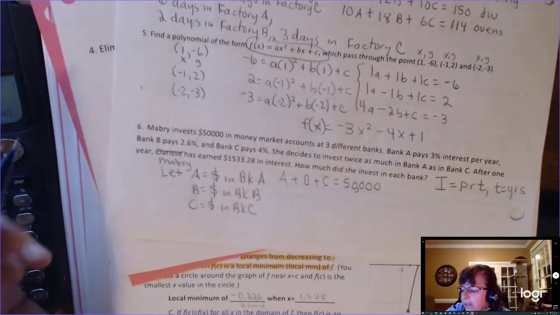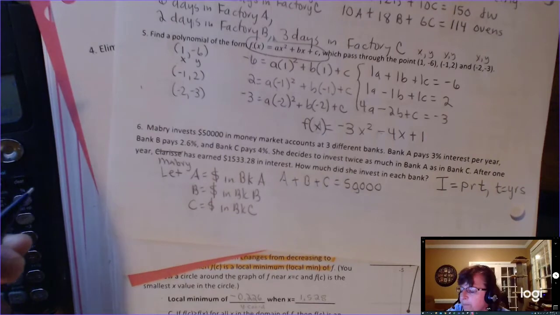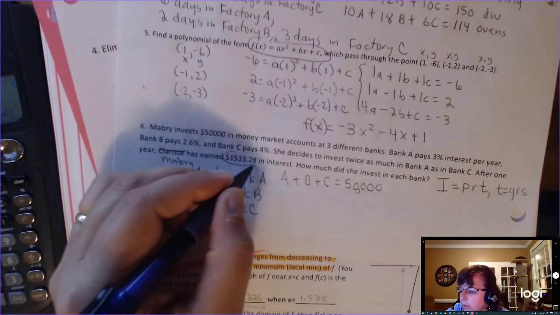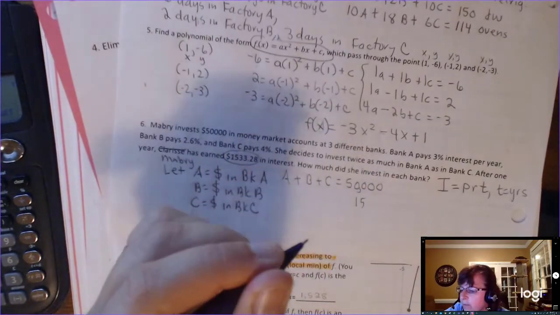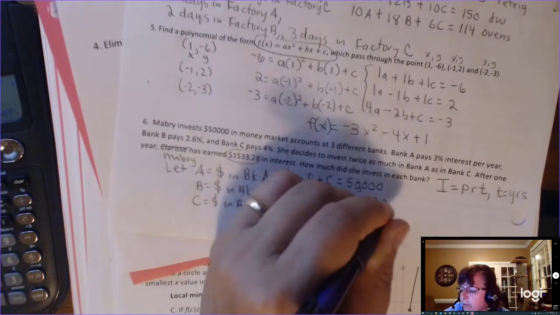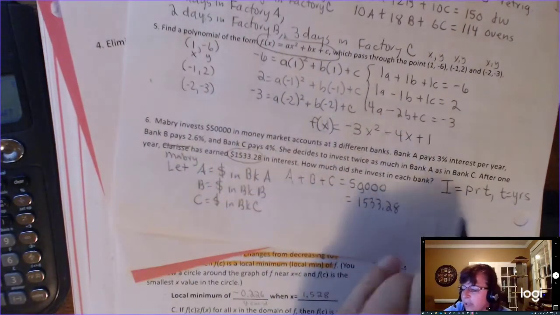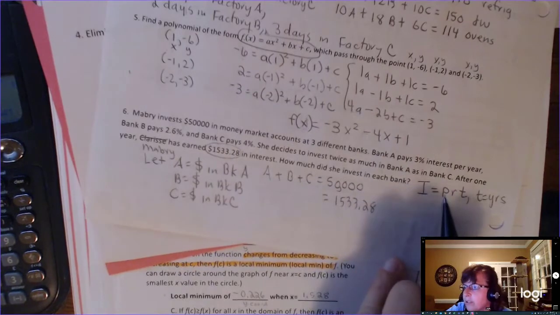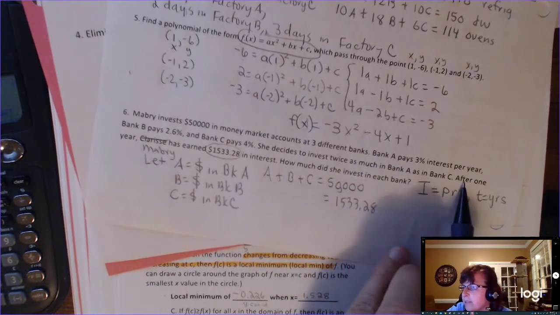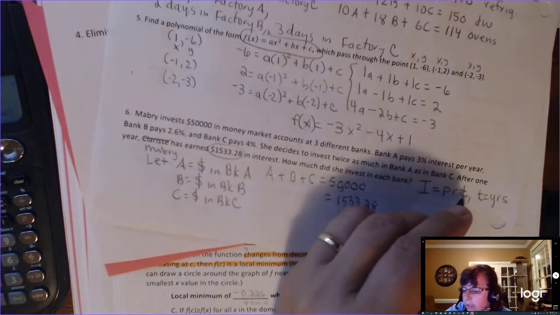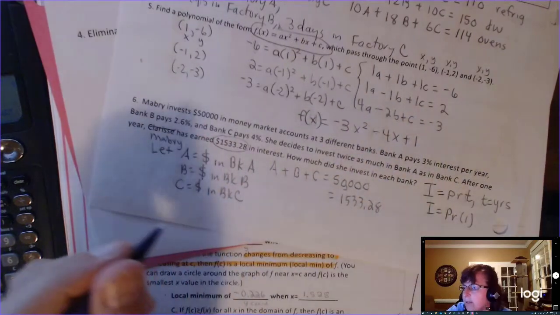Okay. Now the second equation that I'm going to look at is another total. Do we have another total? Well, this is the total interest amount. So this is going to be over here, 1533.28. Okay, so how do you calculate interest? Well, interest is principal times the rate times the time, and the time says after 1 year, so this is 1.